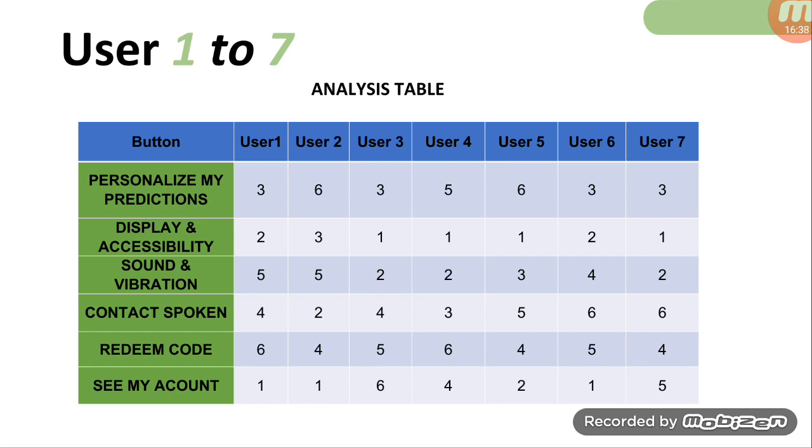Third button, according to the application, sound and vibration. The first user placed this button on fifth place, the second user also fifth, the third user on 2, the fourth user on 2, the fifth user on 3, the sixth user on 4, and the seventh user on 2.